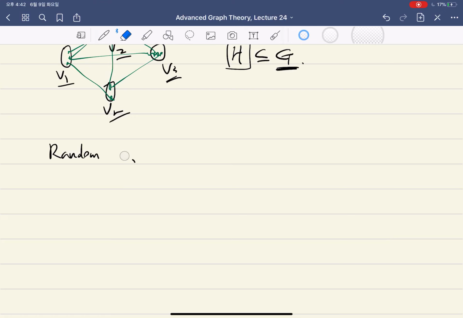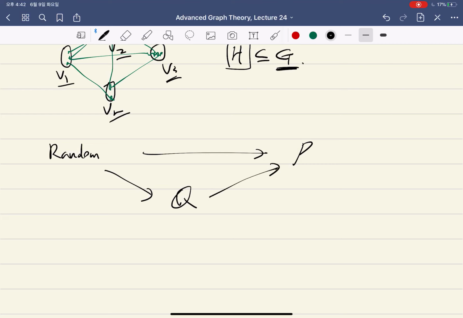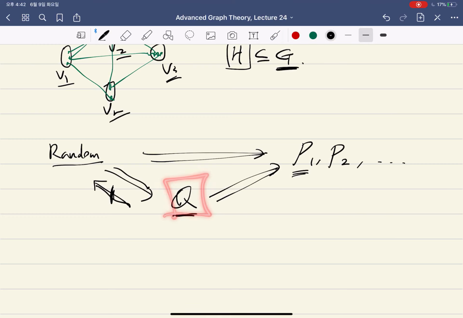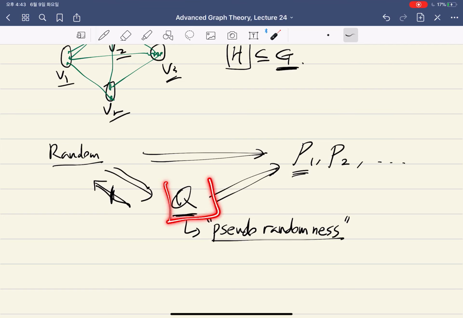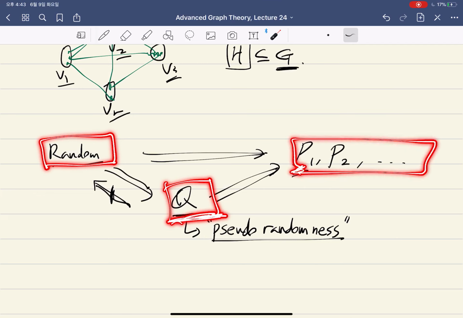If we have some random object, then it satisfies a certain good property P. And if there is some other property, say Q, which still implies lots of this property P, but which is weaker than randomness, so it is not necessarily true, but still implies lots of other properties, maybe P1, then we call this a pseudo-random condition. This is not a rigorously defined concept, but whenever we have a certain condition which is implied by randomness, and which also implies lots of other good properties that come from randomness.